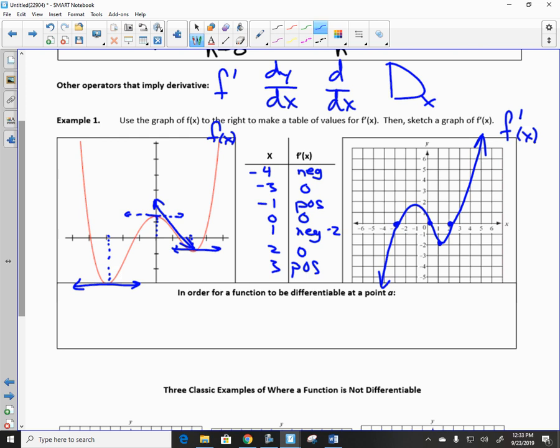I want you to visit with a peer for 45 seconds and talk about the similarities and differences between these functions. Come up with anything. Go.